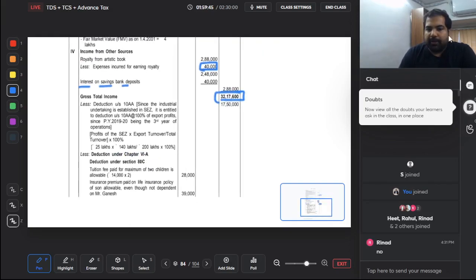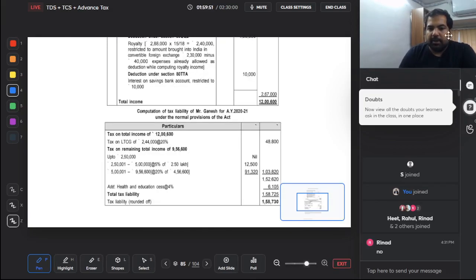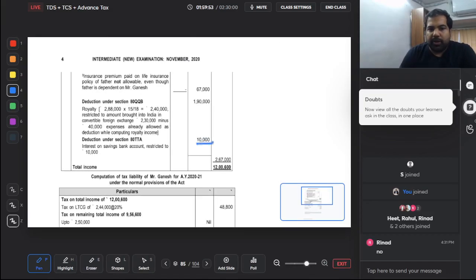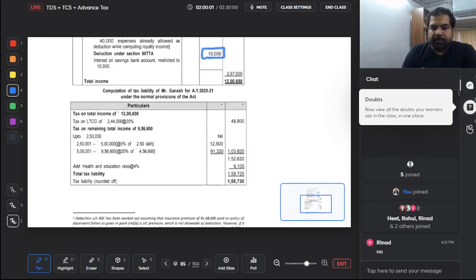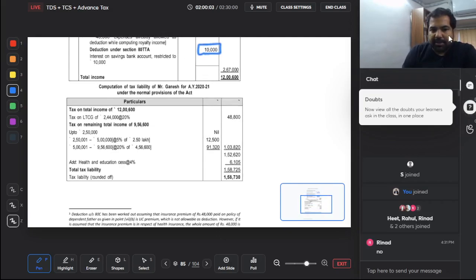Great. Did we get 17 lakh 50 deduction? Yes. Did we get 28,000? Yes. Did we get 39,000? Yes. We should have also taken 10,000 for 80TTA. 80GGB also we got. Insurance premium of life insurance of father not allowable. So this we did not take. This also we got it right. And then we calculated tax first on 20% and then the balance.